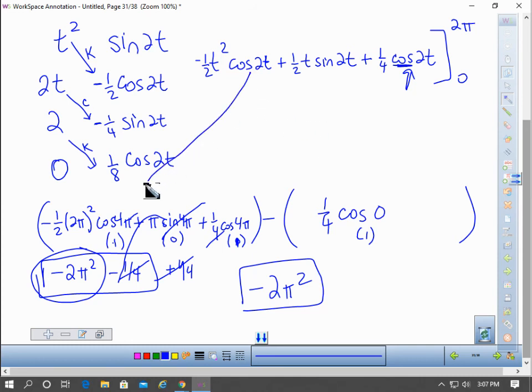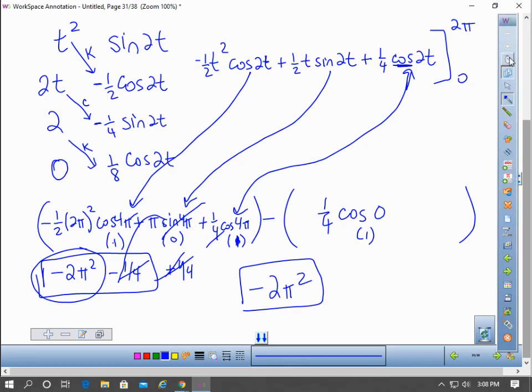All right, because this was cosine, this one was sine, this one was cosine. All right, and the cosine of 4 pi is 1, which leaves me with a plus 1/4. And then over here, that was a minus 1/4, so they cancel. So the answer is just negative 2 pi squared. That's right now. All right, if y'all were with me, y'all would catch me making those mistakes.